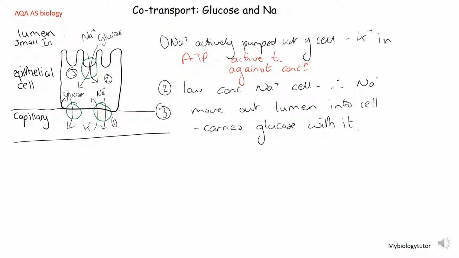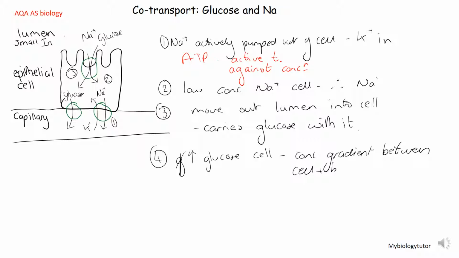So for number 4, because the glucose levels in the cell are so high, so we've got high glucose in our cell, in other words, we've got a concentration gradient now between the cell and the blood. So therefore what happens is the glucose, which we've got up here, then moves out of the cell and into the blood.